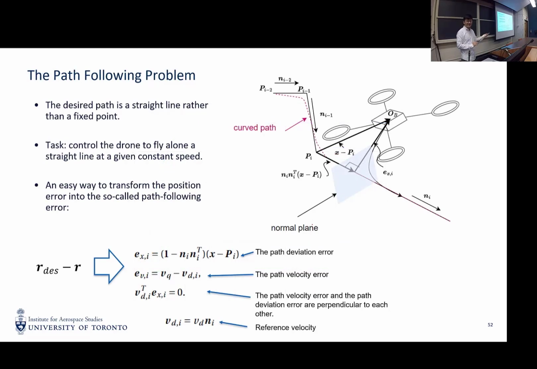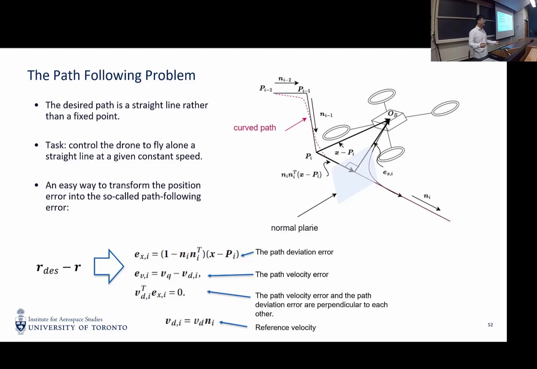The most complicated task we have in this lecture is the path following one. Instead of commanding the quadrotor to fly to a given location, we want it to fly along a given path. So we take off and hover at some location, and after that we want it to fly eastwards at a speed of, say, 20 kilometers per hour.